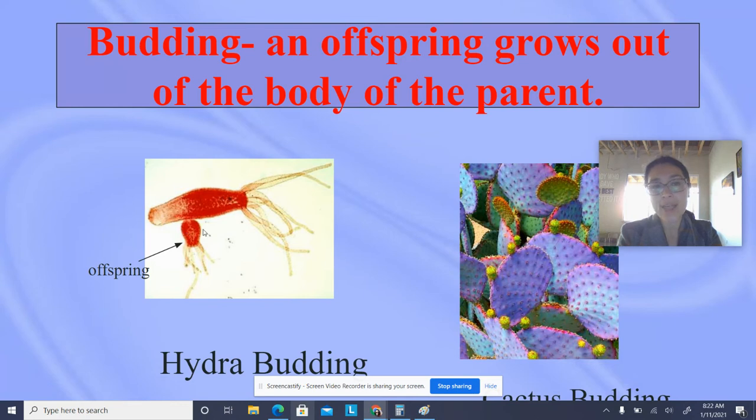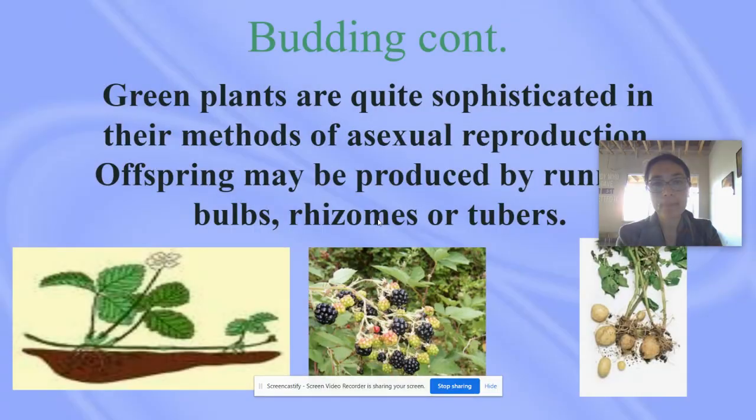But it's an exact copy of this parent because there's only one parent. It didn't have to use spores or pollen to reproduce. It just reproduced on its own, which means that this is an exact copy of the parent. Once it gets big enough, it'll pop off and grow into its own bigger organism. So plants do this a lot.